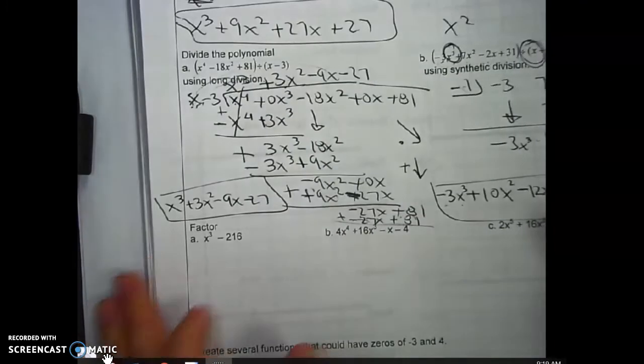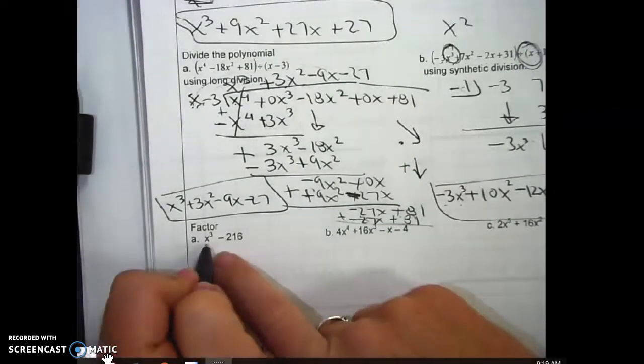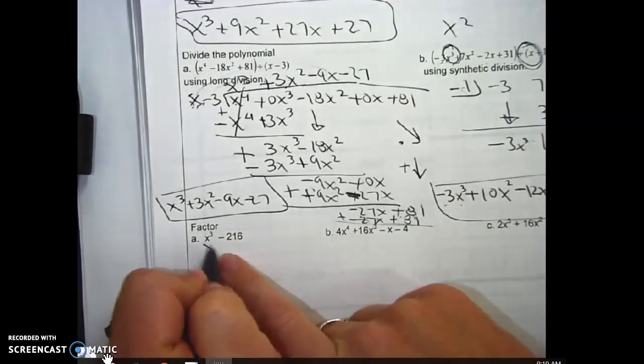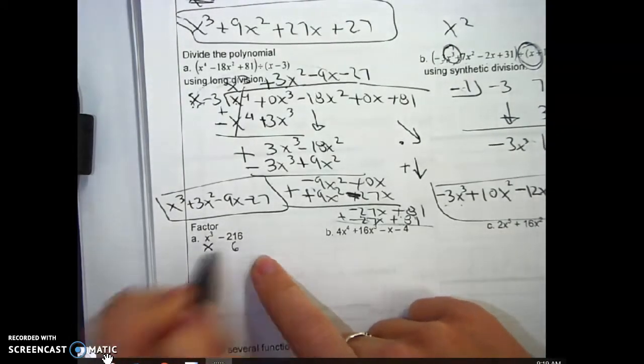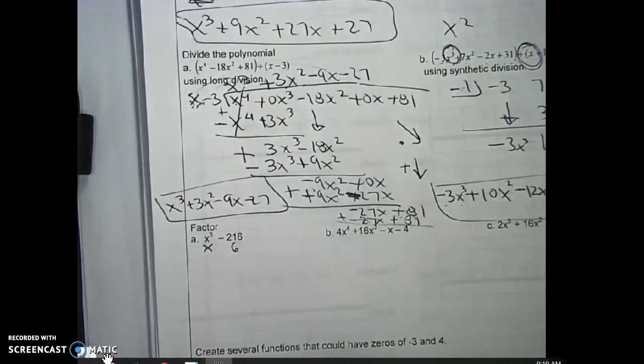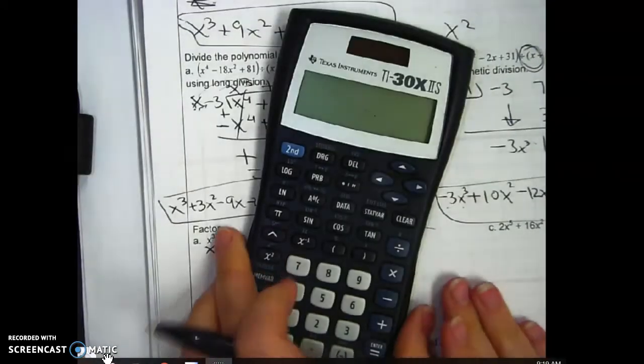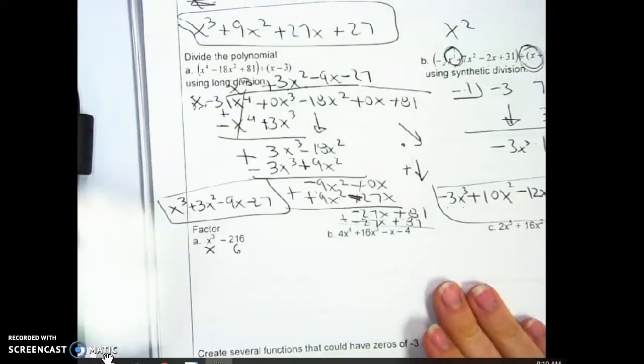All right, for these I want you to factor. So this is the difference of cubes. What times what times what is x cubed? What times what times what is 216? If you don't know that, you'll go in your calculator. 2 times 2 times 2. No. 3 times 3 times 3. No, until you get it.